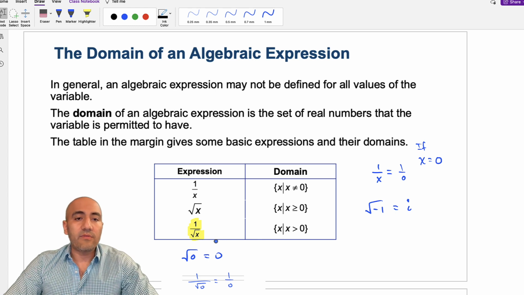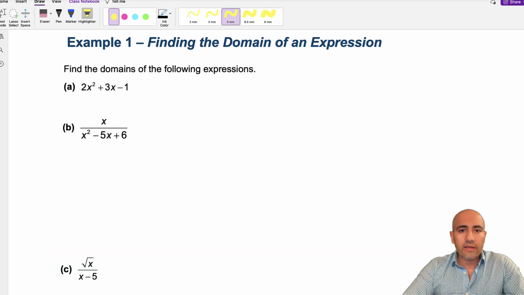Okay, so let's take a look at a couple of examples. First one, let's say we're given 2x squared plus 3x minus 1, and we're asked to find the domain. So if we look at that, we have to think to ourselves, is there a value of x that would result in us dividing by 0? And there isn't, because there isn't a fraction there, right? So x can be anything.